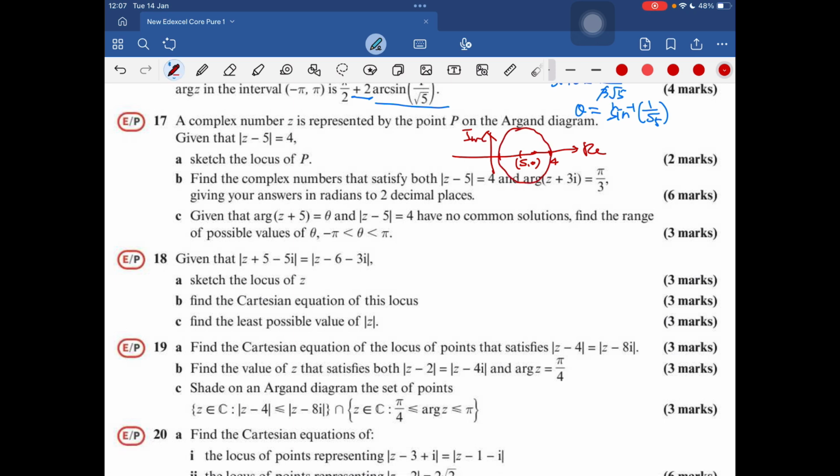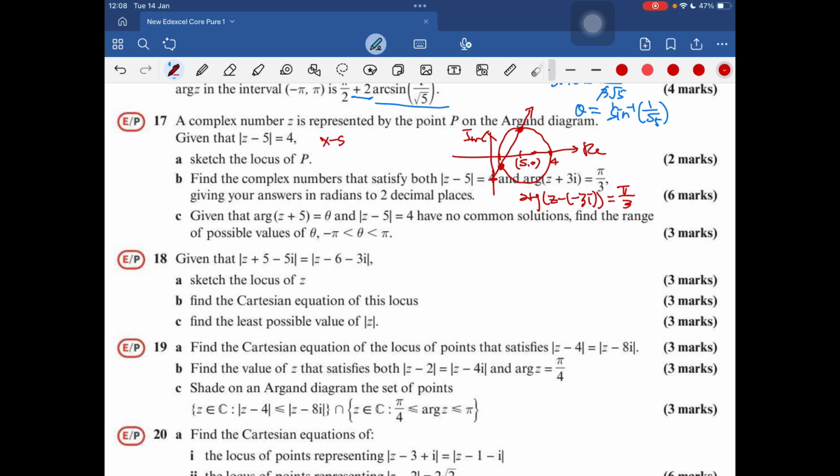And in complex numbers, this argument of z plus 3i should be, argument of z minus negative 3i equals pi over 3. So negative 3i is 0, negative 3. So we start from here and make the angle pi over 3 like this. So this is the one. So we need to find this and that. So we can find easily the argument. What is that? The Cartesian form.